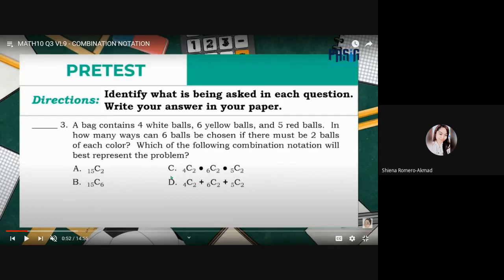So, kapag letter C, ang... Wait lang, may nanggugulo eh. Ay, tumatawag. Kayo ba yon? Section nyo ba yung tumatawag?